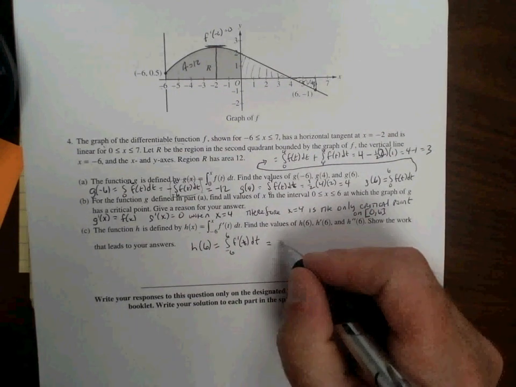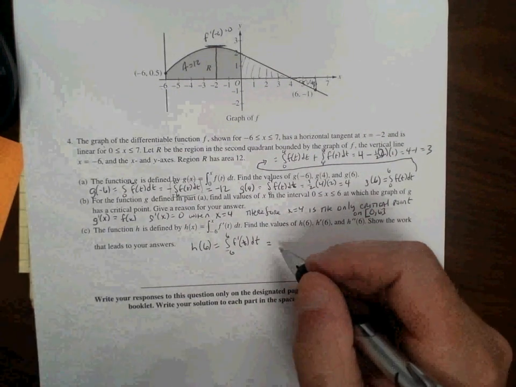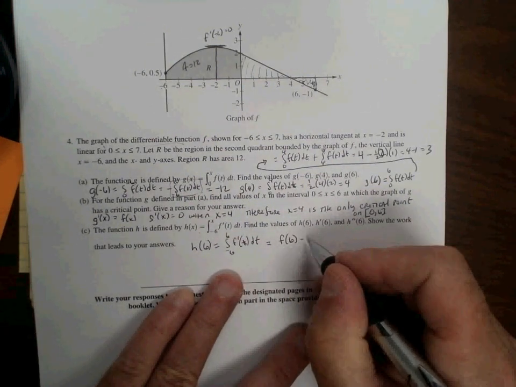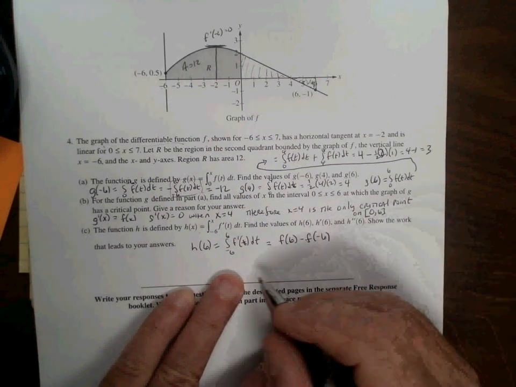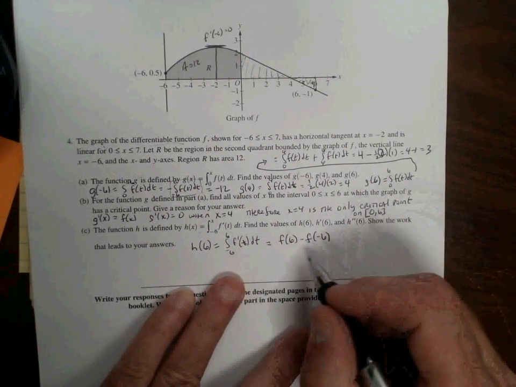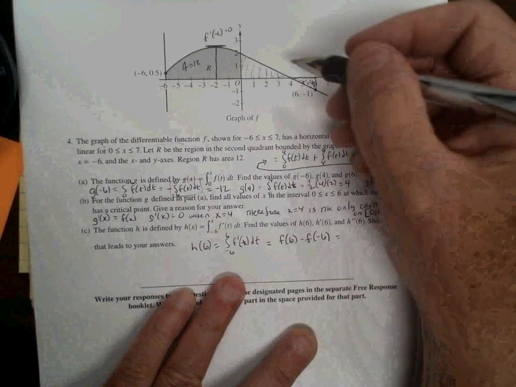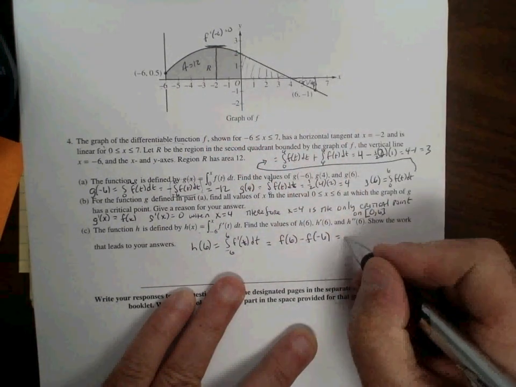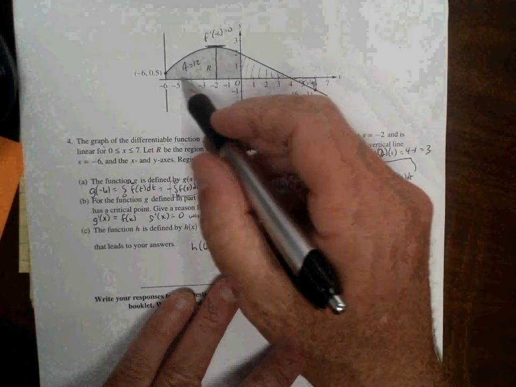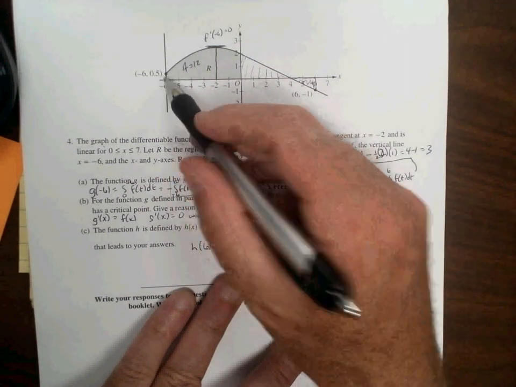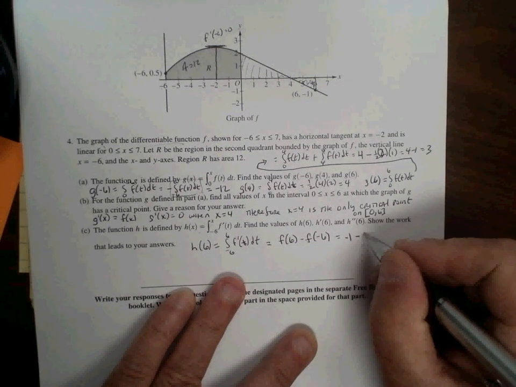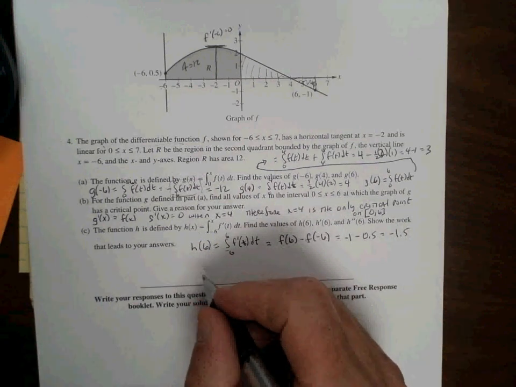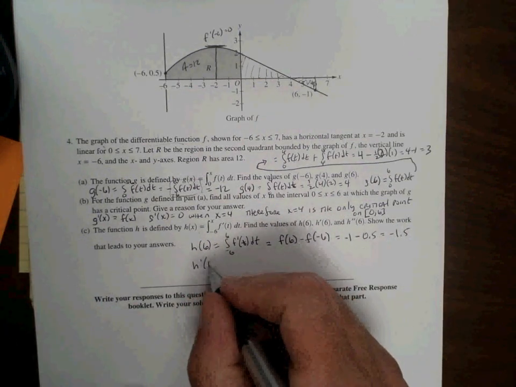This is going to equal, this is the fundamental theorem, I should have seen that right off the bat, but that's going to be f of 6 minus f of -6, fundamental theorem of calculus. Don't know why I didn't say it to start with. f of 6, this is the graph of f. f of 6 is -1 minus f of -6. f of -6 is 0.5, so it's going to be minus 0.5. So this equals -1.5.